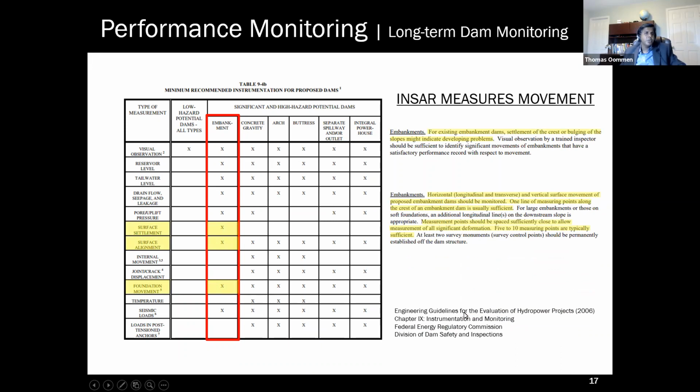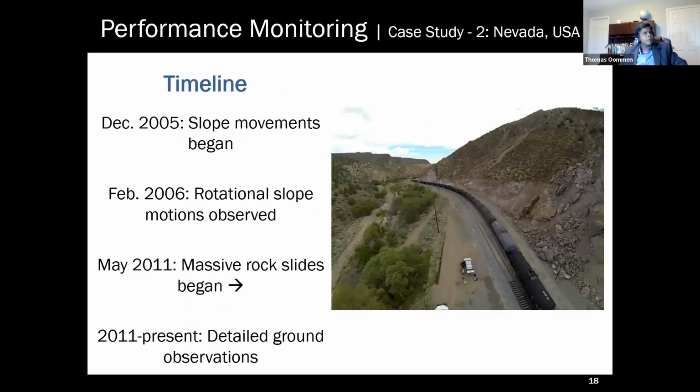So we actually demonstrated that InSAR has the capability to supplement long-term dam monitoring, which was traditionally done using either visual observations or instrumentation. Let me actually move you to another case study that we have. In this case study, we have a site from Nevada, USA.